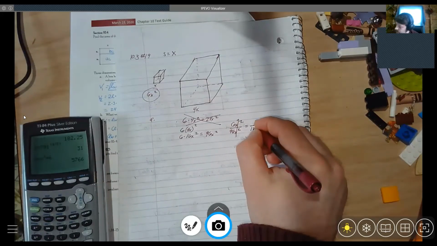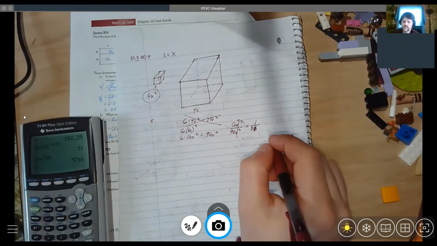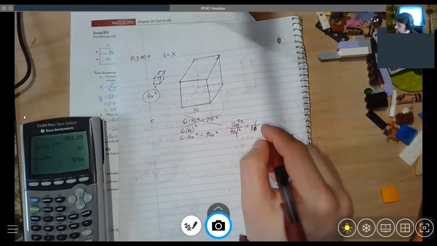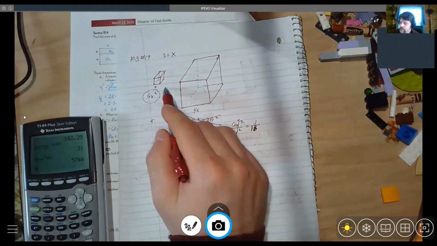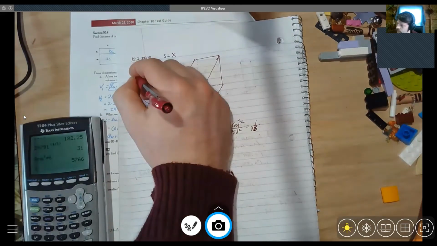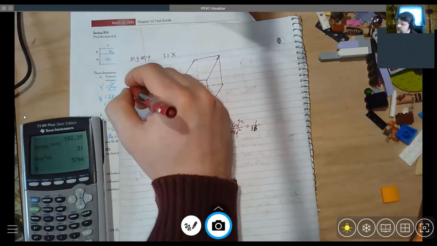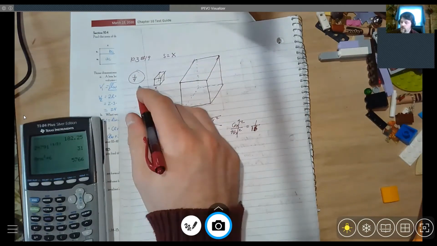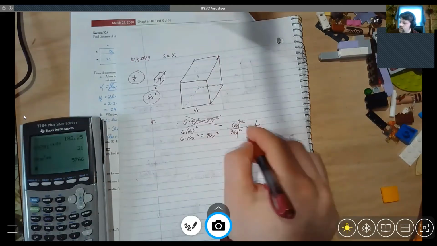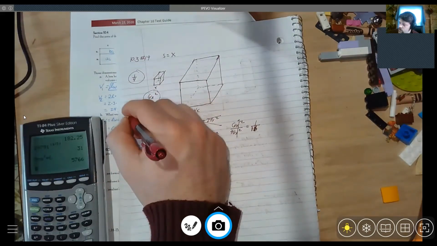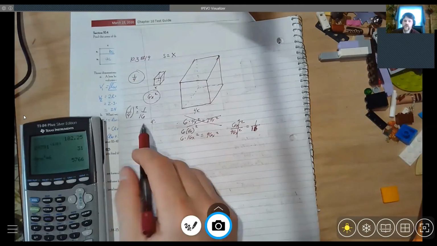Sorry, 1 over 16. Mental math failed me there a second. 6 times 16 is 96. 1/16. And what you'll notice is that this side length is 1/4, right? So this is 4x, this is x. So their side lengths are in a ratio of 1/4. Their surface areas are in the ratio of 1/16, which is 1/4 squared, right? Area is a square of length.